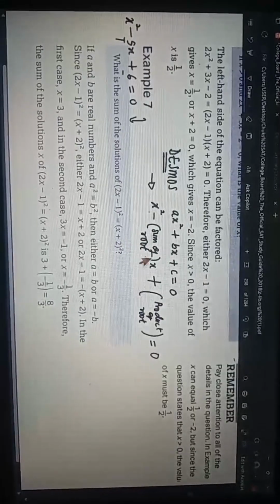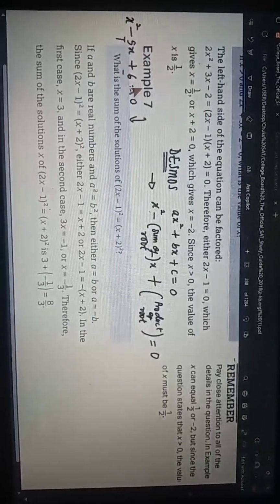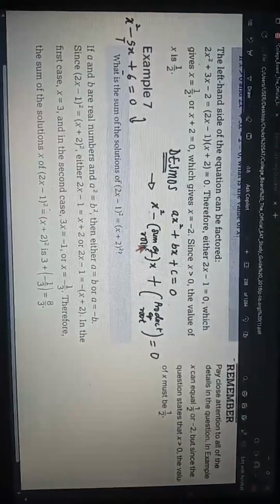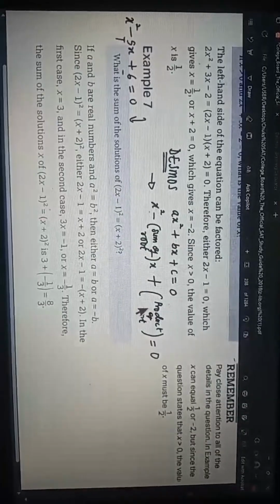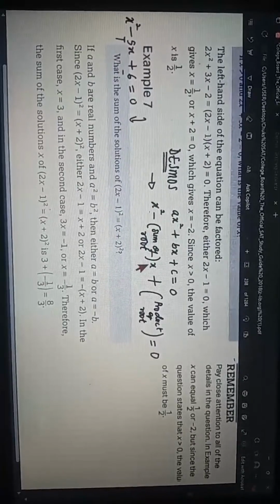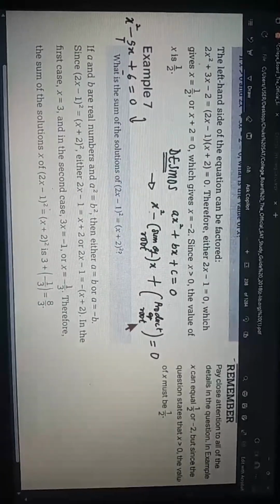You now know how to interpret a quadratic equation that is expressed in this standard form: the sum of roots and the product of roots. Take note of the sign. It is minus the sum of the roots plus the product of the roots.